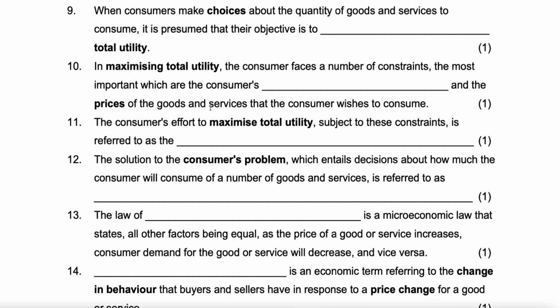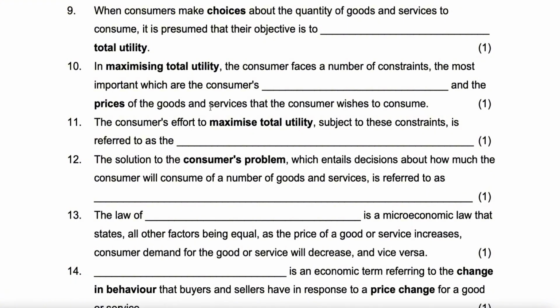So if we understand consumer behavior, we can anticipate. If we can anticipate, we can forecast. So we can tell people ahead of time that our economy is going to do this, and we know this because we have studied human behavior. So it's a very beautiful subject. Now, in maximizing total utility, the consumer faces a number of constraints, the most important of which is the consumer's budget and the prices of the goods and services.